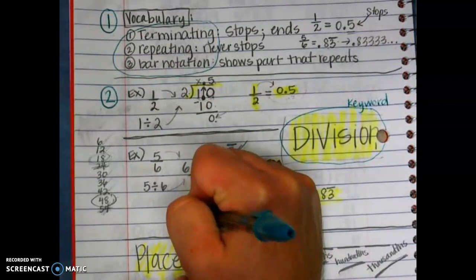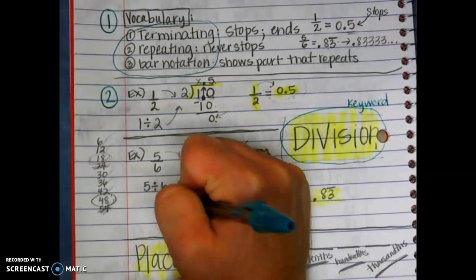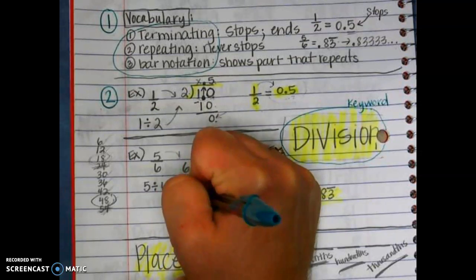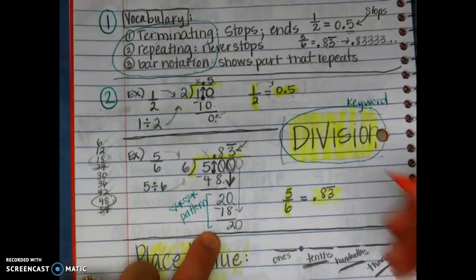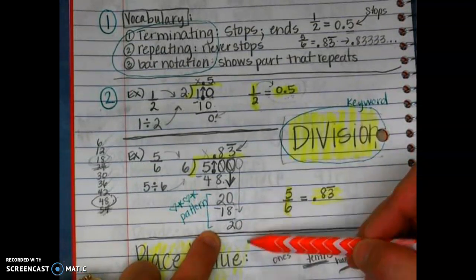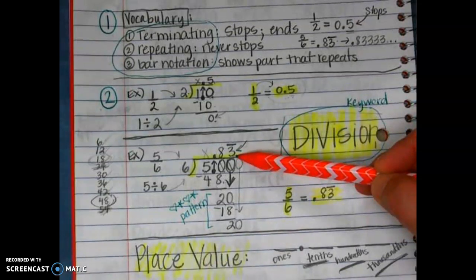Pattern. Maybe I want to draw a pattern: heart, star, heart, star. Just as a picture reminder, there's a pattern here. It's repeating 20, 20, 20, and it's not going to stop. So this one is called a repeating decimal because the 3 is going to repeat or never end.